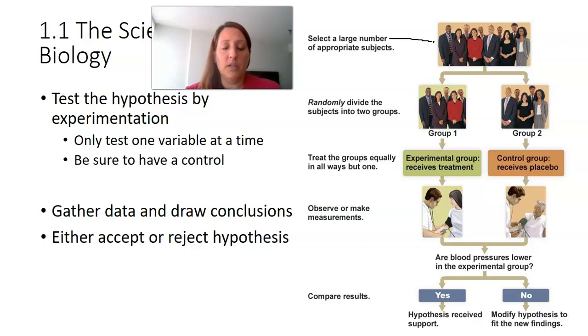After you set this up, you then are going to gather your data and draw conclusions, and this is going to be quantitative data. So blood pressures will be taken of both the experimental group, group 1, as well as the control group, group 2, and then you're going to compare the results. So what happened? Are blood pressures lower in the experimental group compared to the control? If they are, then you would accept the hypothesis. That hypothesis would receive support.